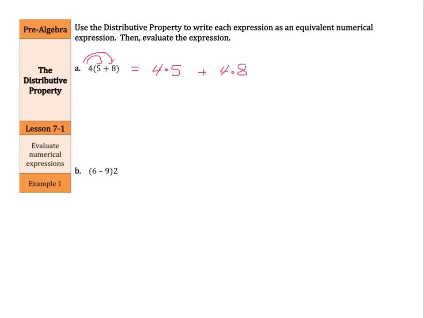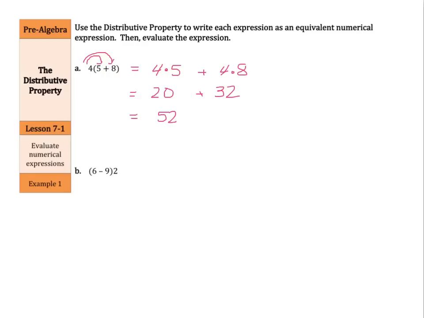You have to write the expression out. Well, now in order to solve this, 4 times 5 is 20, plus 4 times 8 is 32, and 20 plus 32 simplifies into 52.